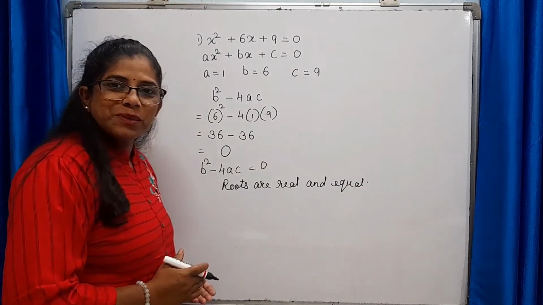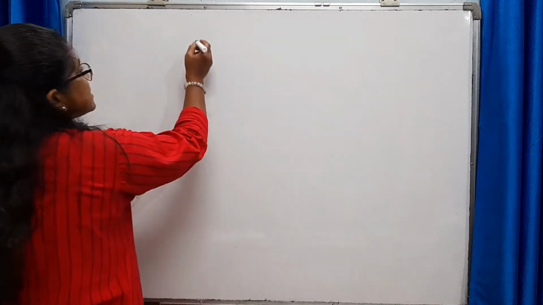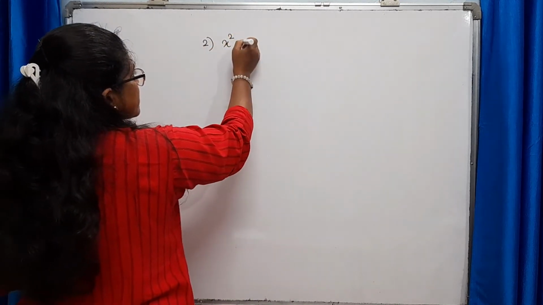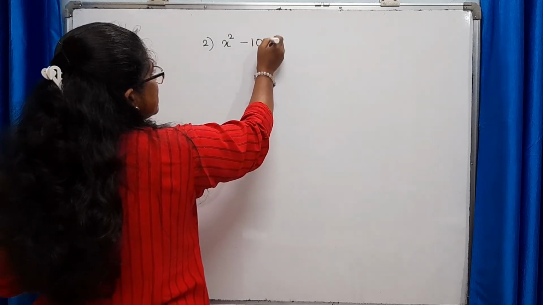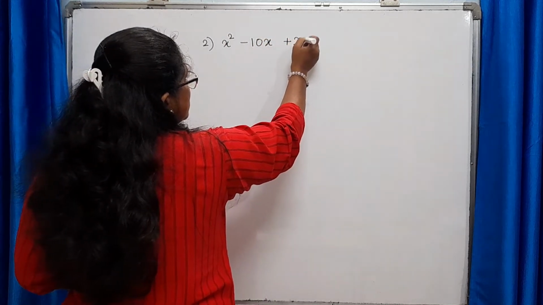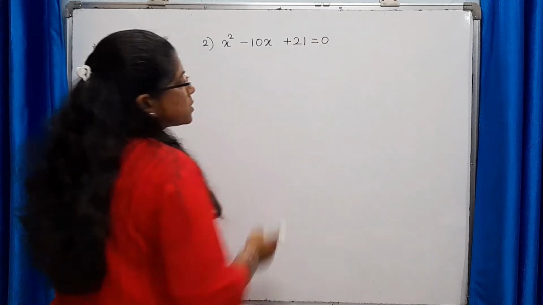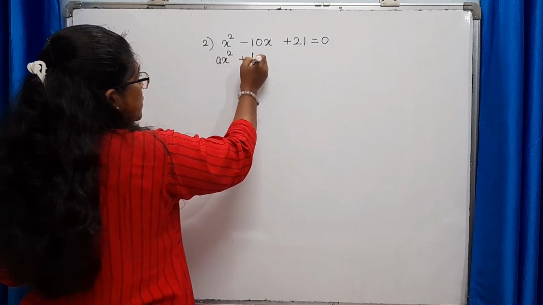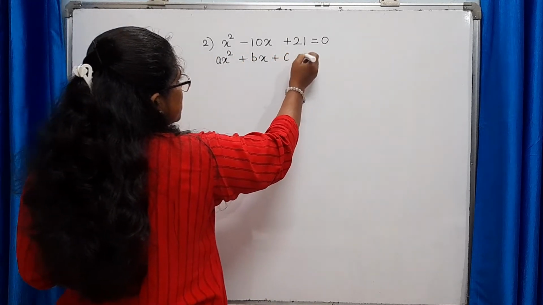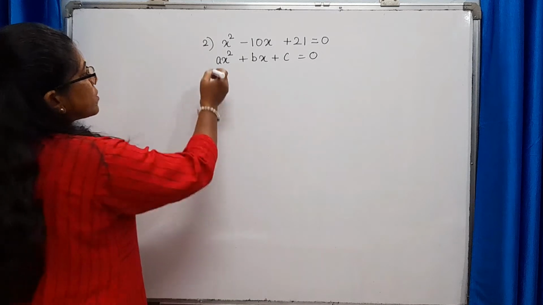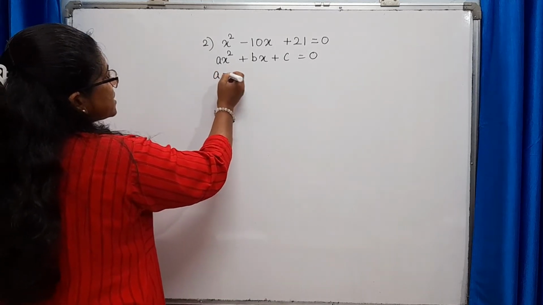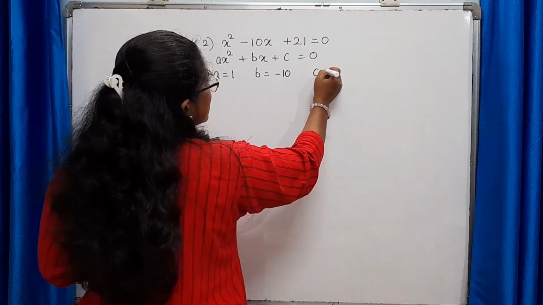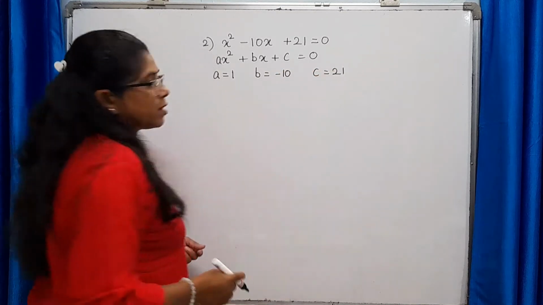Let's check one more example. Second example, x square minus 10x plus 21 is equal to 0. Let us write our general form, ax square plus bx plus c is equal to 0. Note down the values of a, b and c. a is 1, b is minus 10 and c is 21.